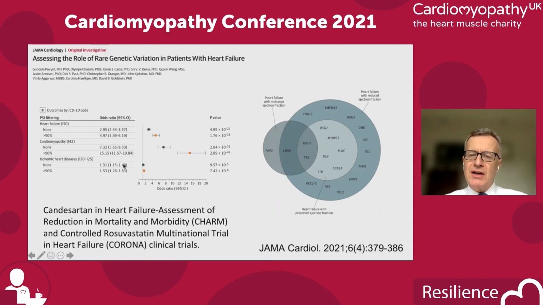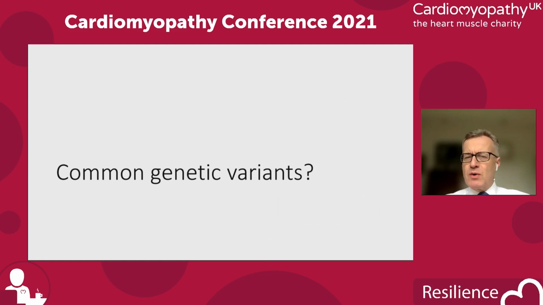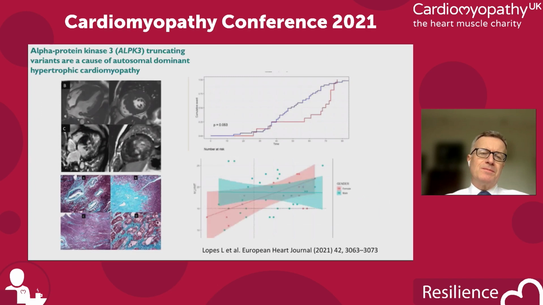This paper sort of snuck out this year in 2021. I think it's fundamental because it shows that genetics in people with a problem with their heart muscle is actually not fantasy. It really is a significant problem. I mentioned this in my talk on hypertrophic cardiomyopathy. This, I think, is one of those emerging themes in the genetics of cardiomyopathy.